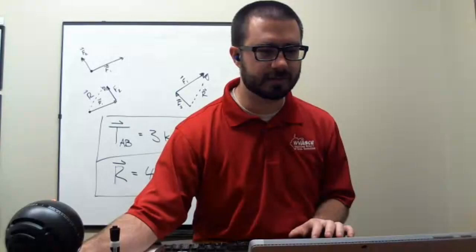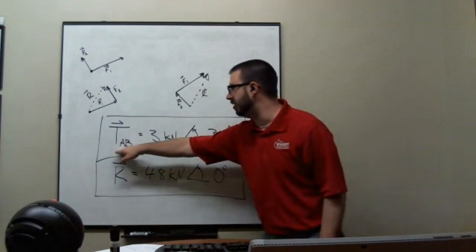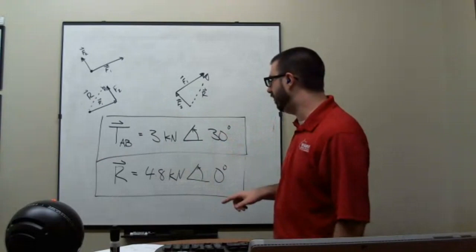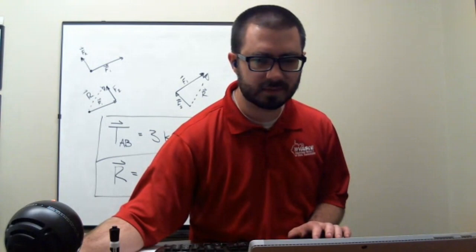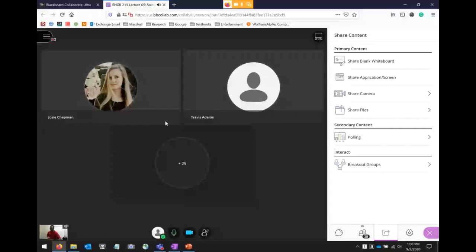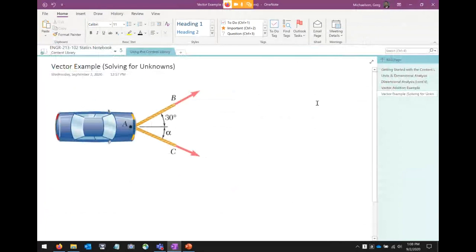So let me stop the share, just so it's on the recording, you can see this is what I was writing on the board. This is the tension in AB. Notice I've got my little vector notation: 3 kilonewtons at an angle of 30 degrees, and then my resultant is 4.8 kilonewtons at an angle of zero. So let me share my screen. There we go. There's the cascade, and here's the problem.